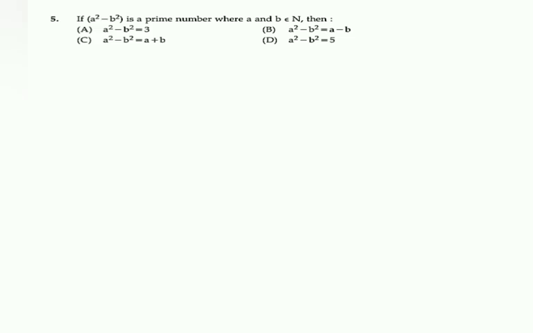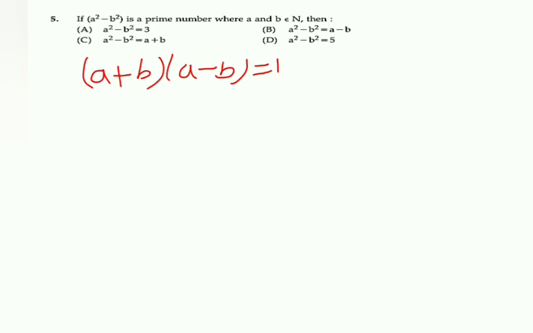Next, if a square minus b square is a prime number where a and b belong to N, then what will happen? So we know a square minus b square. How can we obtain this particular equation? a plus b into a minus b equals a square minus b square, which is a known algebraic formula. So (a plus b) into (a minus b) equals 1.